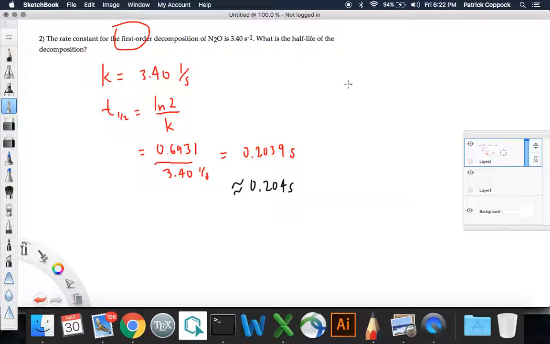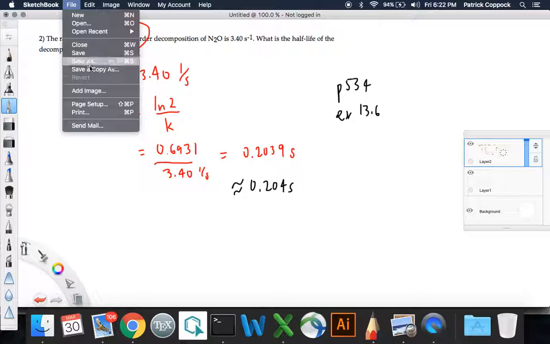And this has got 3 sig figs in it, so I'm going to say this is equivalent to 0.204 seconds. And by the way, there is a problem like this on page 534, example 13.6. I did this in a different video also, so if you want more time on that, go back and look at that video, which I posted a couple weeks ago, for the section that has example 13.6 in it. Okay, next problem.